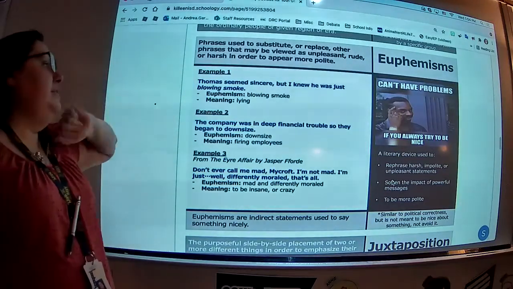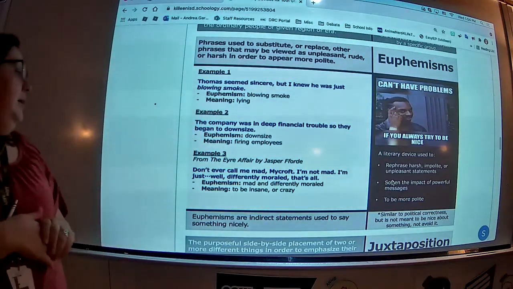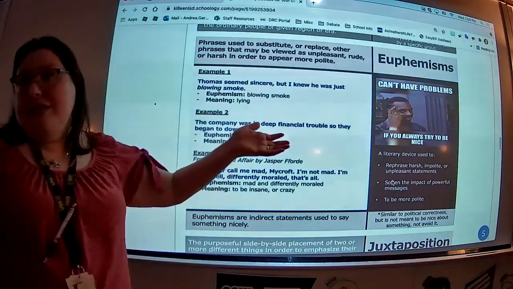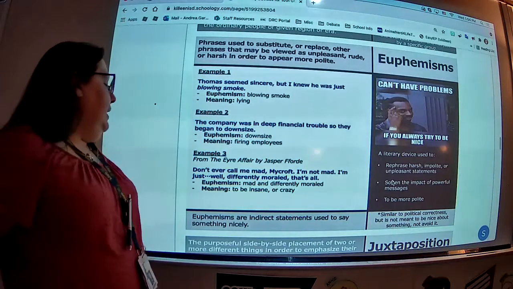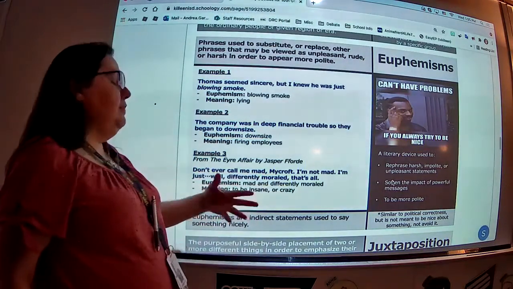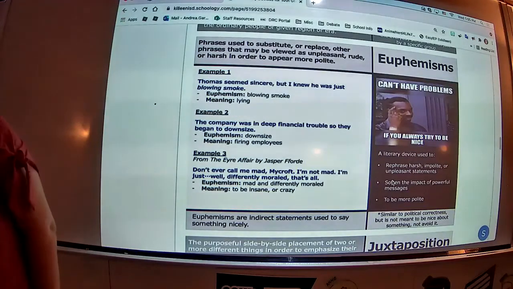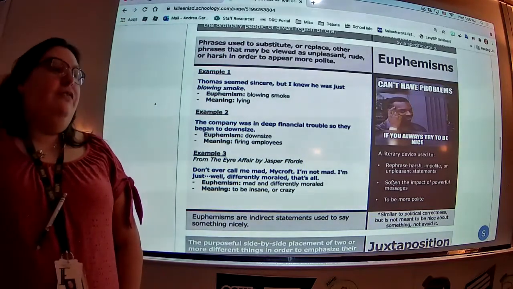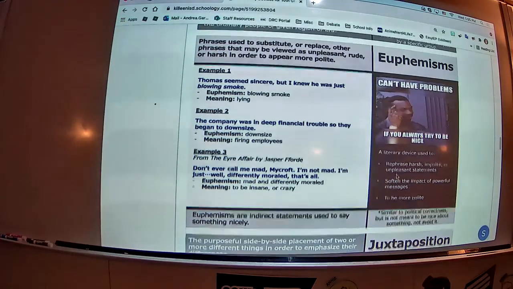So like this one, "Thomas seems sincere, but I knew he was just blowing smoke." Blowing smoke is a way to say you're lying. This one, we hear all the time when companies are downsizing. That's just a nice way of saying they're firing everybody, right? And then we also have the term "mad" or "differently moral." That used to be a euphemism for saying they were crazy or insane. Now, "off their rocker," those types of things, those would be considered idioms, which are just other phrases that have different meanings, but they're not as polite. So think of using euphemisms as just trying to be polite, right? So that's what that is. Any questions so far?